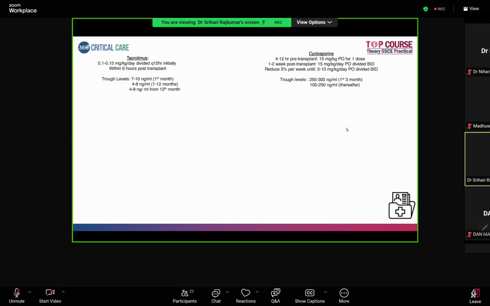If you are able to understand it, it's well and good. If you don't, it's not a problem. At least tacrolimus dosing should be well kept in mind because that is more important, because cyclosporin is not very commonly used in the liver transplant setting. Tacrolimus is very, very important. It needs to be known.